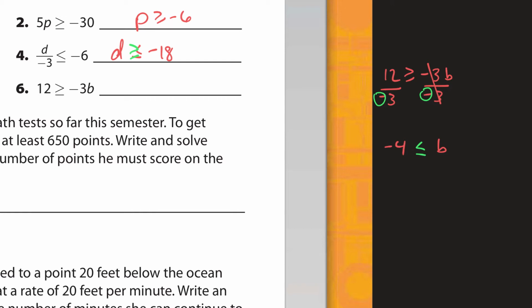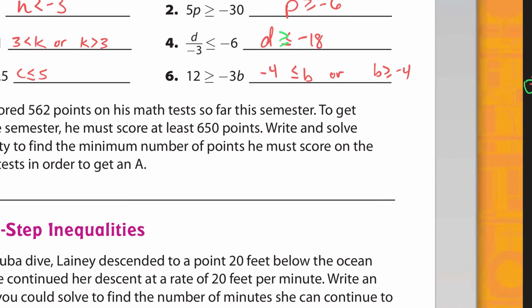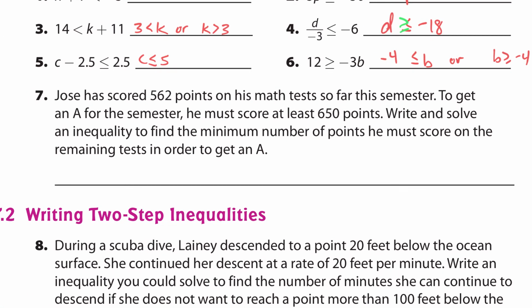Oh, I just realized something. I made a mistake on one of them. So I better change that. So this is negative 4 is less than or equal to b, or b is greater than or equal to negative 4. Both of these statements mean the exact same thing. It's just which side do you want the inequality on. Now, we got the next one here.